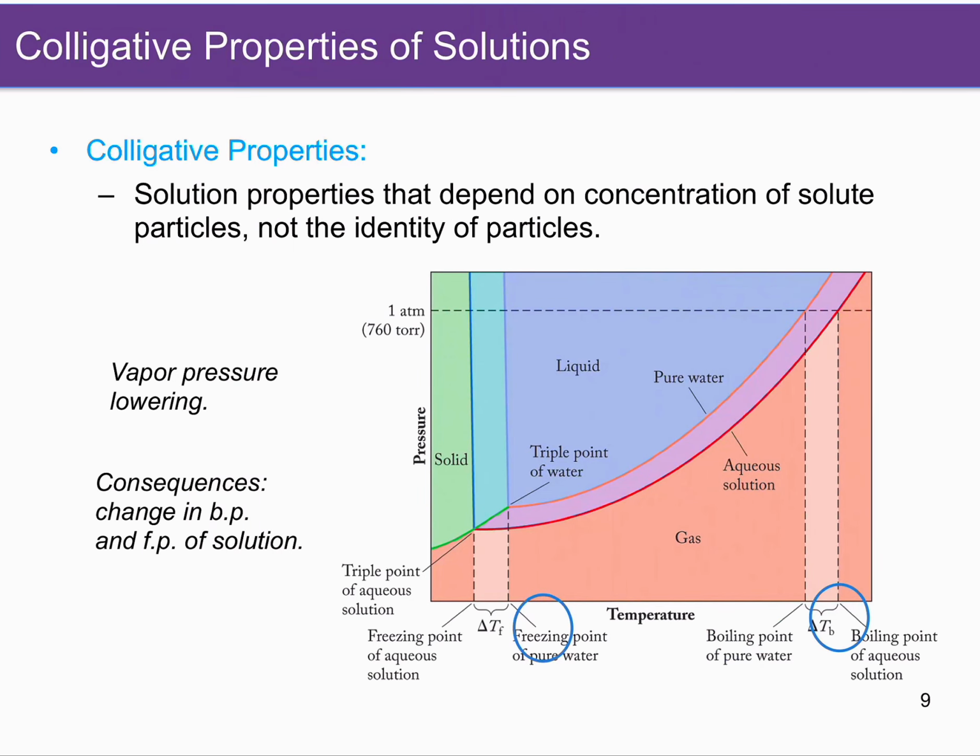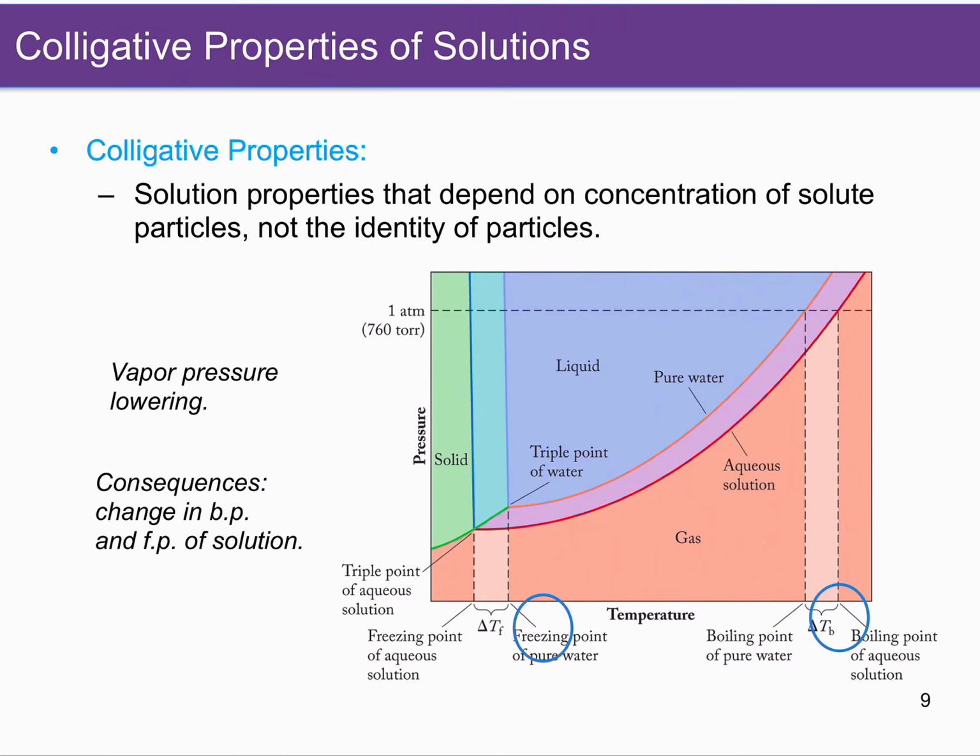So now we're going to talk about 2 other colligative properties. Remember, a colligative property is something that depends on the concentration of the solute particles, or basically how many solute particles there are, and not the identity. So it doesn't matter if it's calcium, magnesium, sodium, sugar, chloride, whatever. It just matters how many there are, or what the concentration is. So we're going to talk about vapor pressure lowering and also freezing point depression.